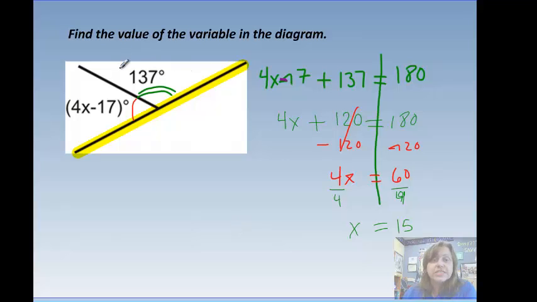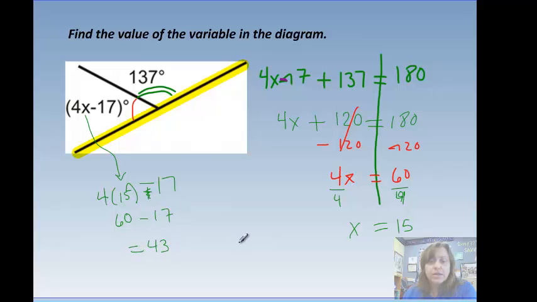And just for the sake of showing your work here, let's show that that really works. Plugging in the 15 for the value of x, 4 times 15 minus 17 gives me 60, minus 17 gives me 43. Does 43 add together with 137 to make 180? Well, if you check, you can see that it does. So that's how you use those properties of special angle pairs that we've learned.